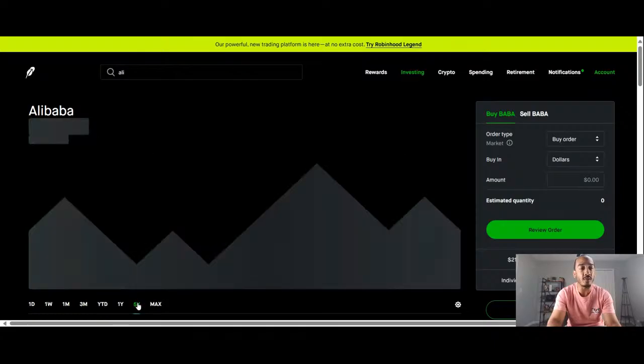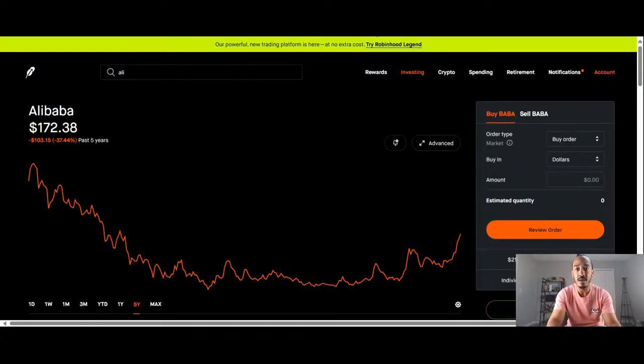If you feel like you're chasing it, I want you to look at this. Now, over 5 years, it's still down. It's still down $103, 37% in the past 5 years. So as far as the recent run up, yeah, you're kind of late to the party, but Alibaba is still on a discount, right?